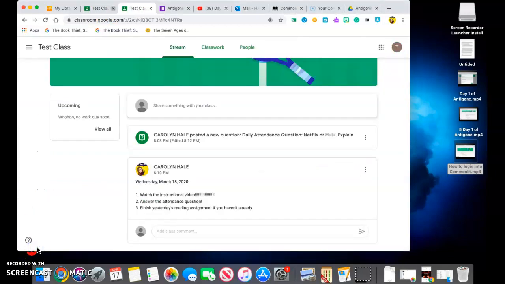Guys, I'm going to go over Wednesday's instructions with you because I've kind of changed up stuff a little bit. The only thing I've really changed is the daily attendance question. Instead of you posting your answers in the comments, I've created it as an actual assignment where you'll get a daily grade for it. It's really important that you guys answer the daily attendance question because I have to turn in this attendance information to the district.